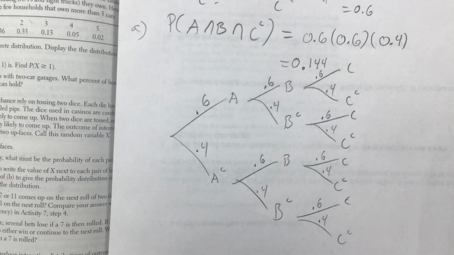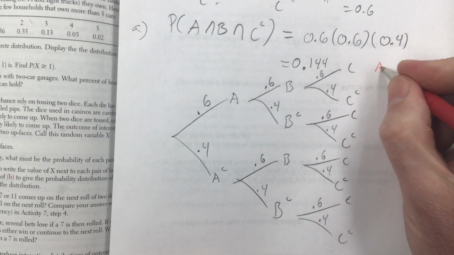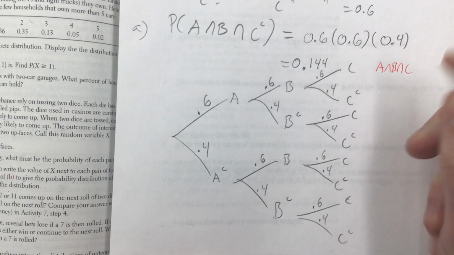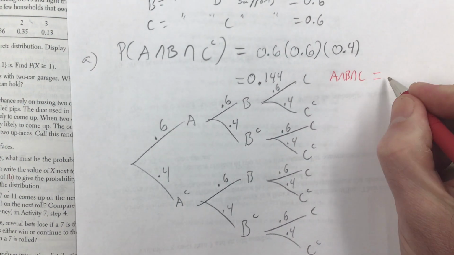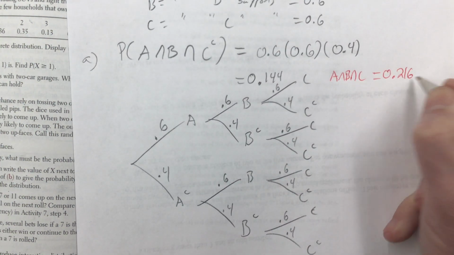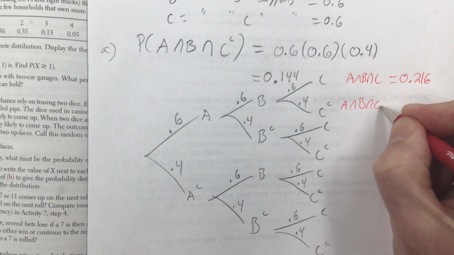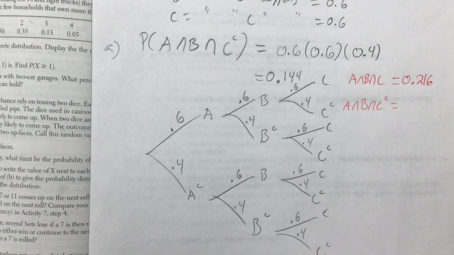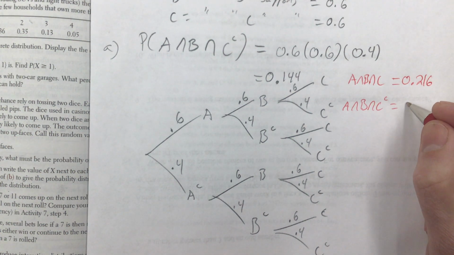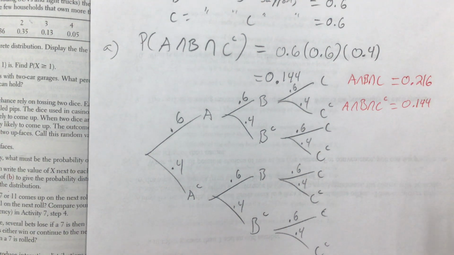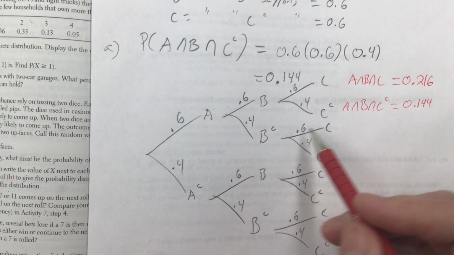So I'll write the, maybe I should write the outcome. This is A intersect B intersect C. So this is everyone supporting, and that's going to be 0.216. A, B, so this one is A intersect B intersect C complement. That's what we, oh yeah, we just found that. That's 0.144. Okay, A not B, C.